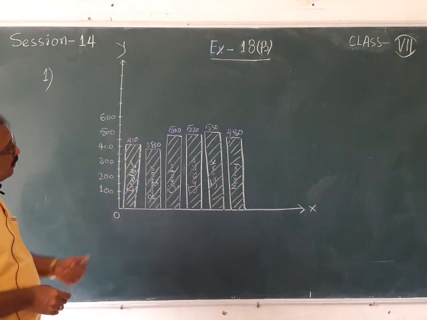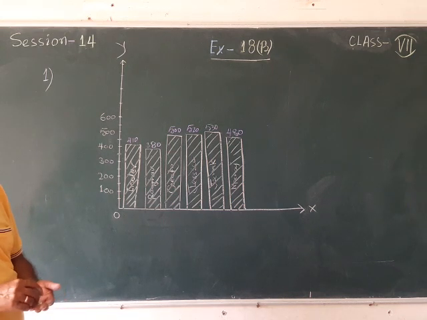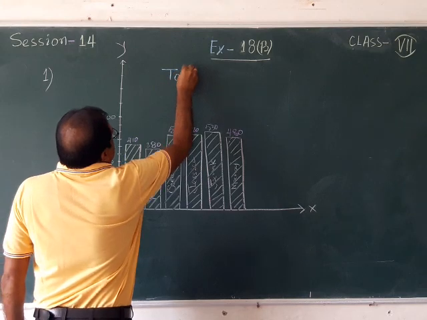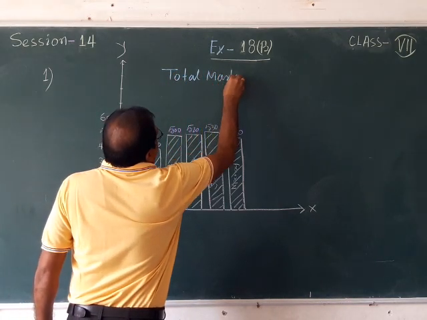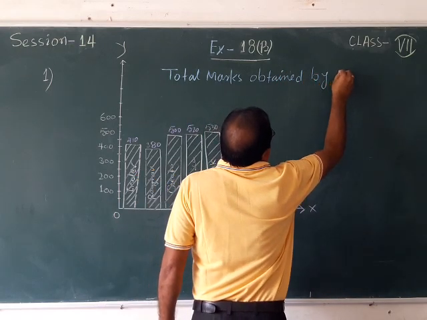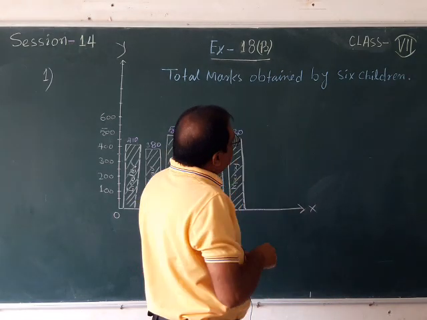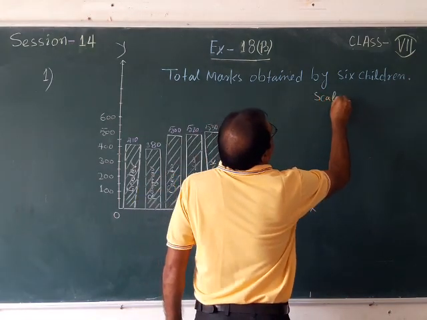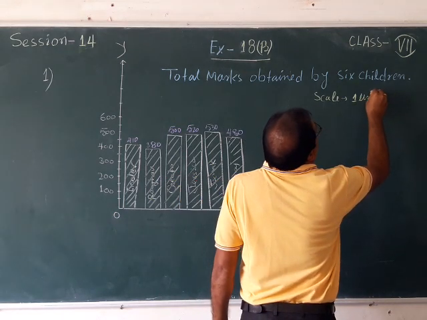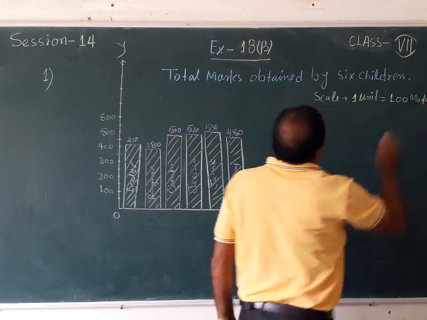Now a few things once again I am repeating. After doing it, you need to write the heading. The heading is total marks obtained by 6 children. Then you can write your scale. Here your scale is whatever scale you have taken: 1 unit equal to 100 marks. You can write here 1 unit equal to 100 marks. Okay, this is the heading.